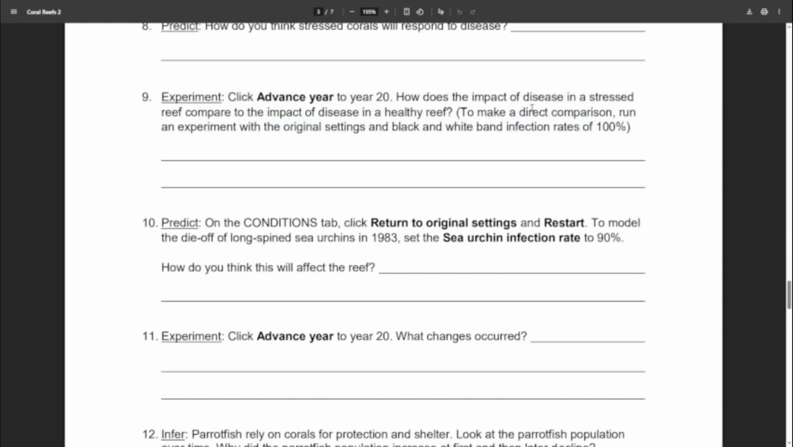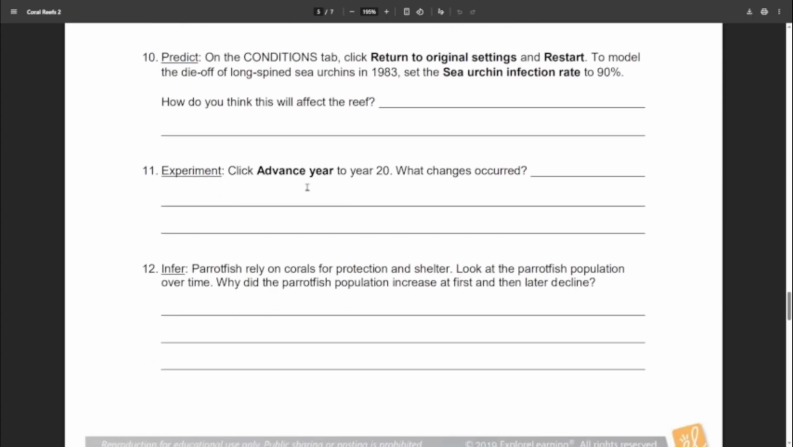So how does that compare to what we were running previous? Prediction. On the Conditions tab, click the Return to Original Settings and Restart. To model the die-off of long spine urchins in 1983, set sea urchin infection rate to 90%.